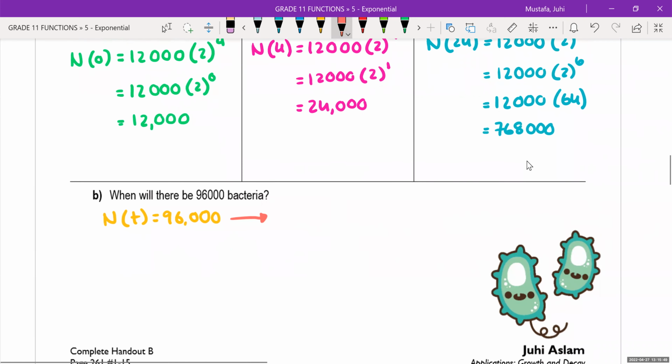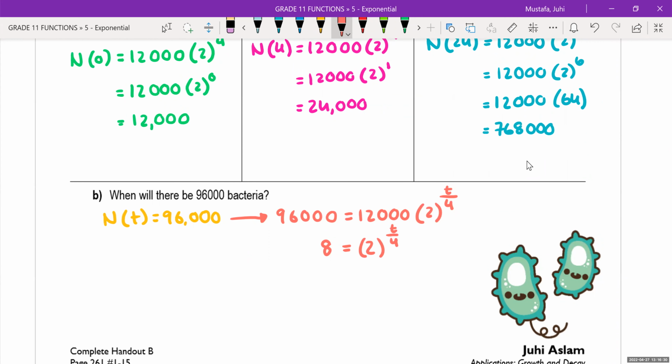So when I substitute that in, it's going to be 96,000 is equal to 12,000 times 2 to the power of t over 4. Ooh, now the problem is the concept we're going to learn now is actually in tomorrow's lesson. So I'm going to show it to you now, and then you'll learn it properly tomorrow. The first thing you're going to do is 96,000 divided by 12,000. And like I said, we're probably going to need calculators for today's lesson at least.